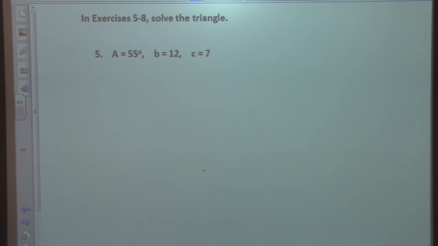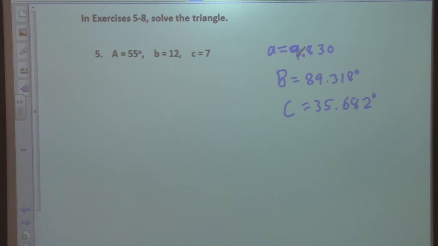A is 9.83052. I'll call it 9.831, to 3 decimal places. And B is 89.318 degrees. And C is 35.682. Okay, I think that makes sense. So they all add up to 180.